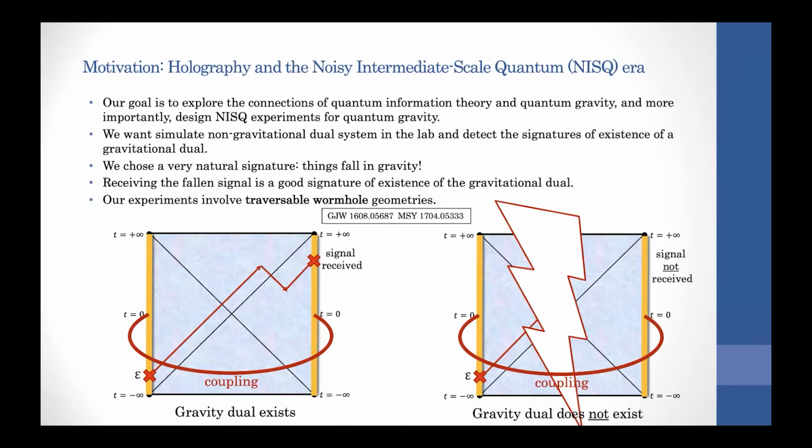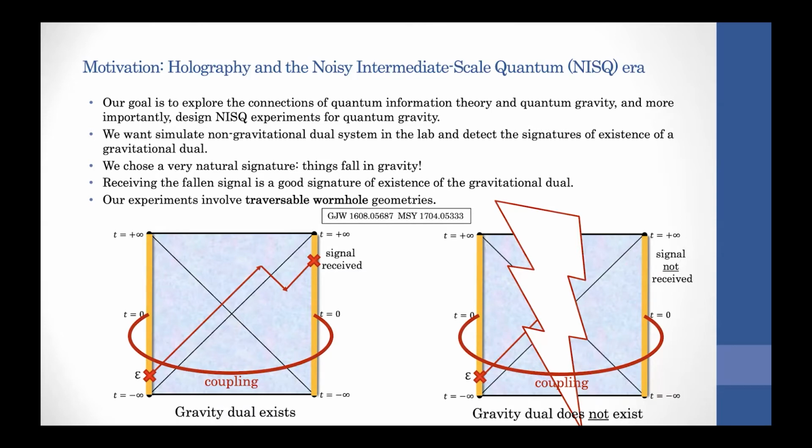Conversely, you could have a situation where you have a gravitational dual, but you're not setting it up in such a way that you have a traversable wormhole, right? And then you would have no signal. So I don't understand the logic behind the connection that you're establishing there between this receiving of a signal and gravity. There seems to be no arrow of implication in either direction.